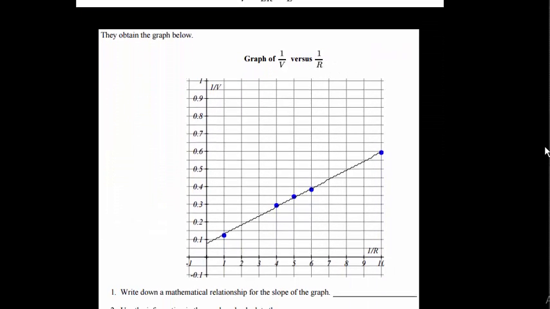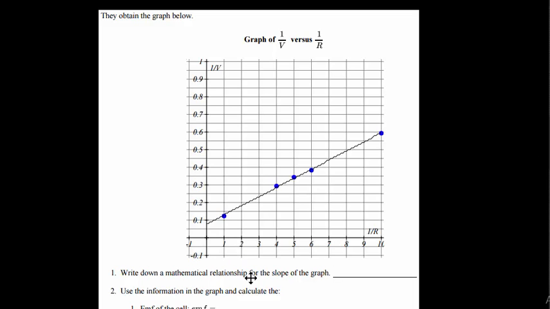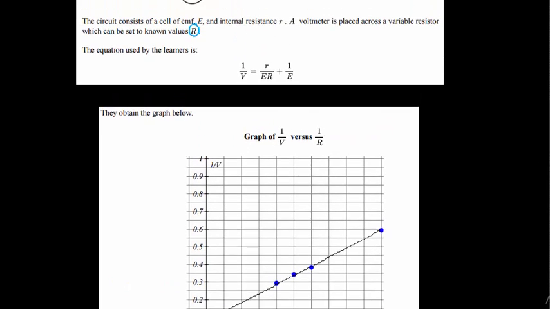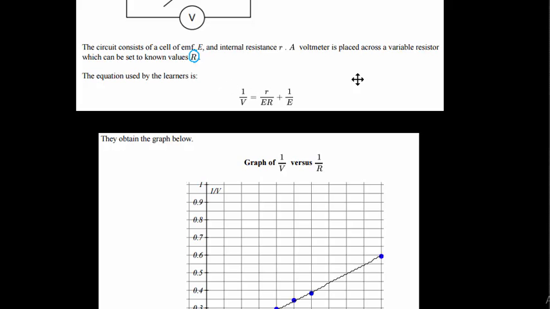So they plot their findings. The way that they plot it, they're going to use this equation here. They take 1 over volts is equal to the internal resistance divided by the EMF, R plus 1 over the EMF. Now I can show you where that comes from.